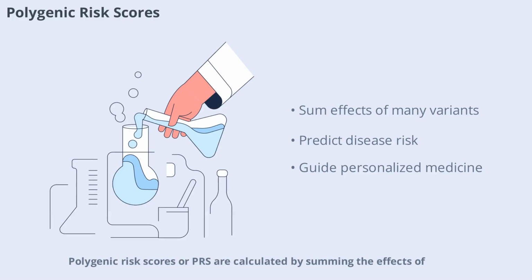Polygenic risk scores, or PRS, are calculated by summing the effects of many genetic variants associated with a trait. These scores can predict an individual's likelihood of developing certain diseases, such as heart disease or diabetes. While not perfect, PRS offers a glimpse into personalized medicine, where genetic information guides prevention and treatment strategies.